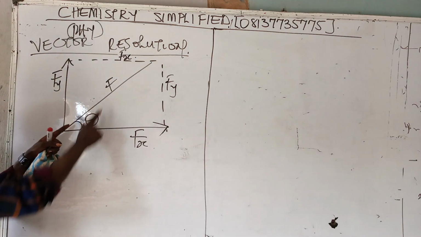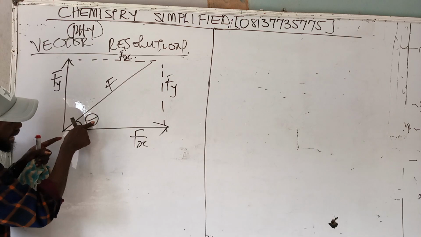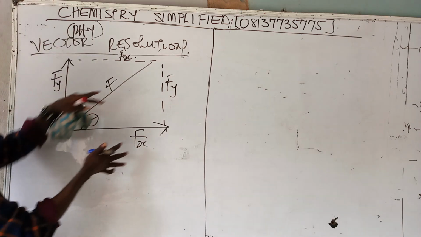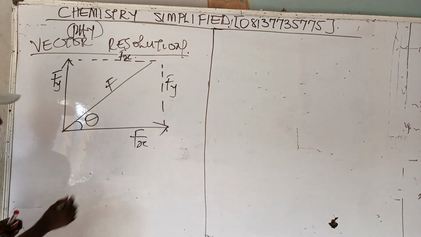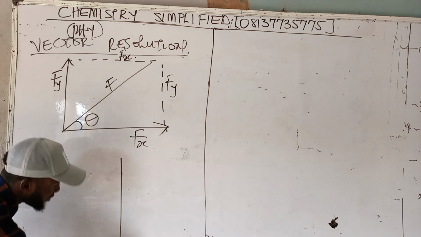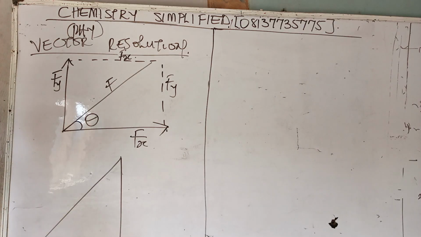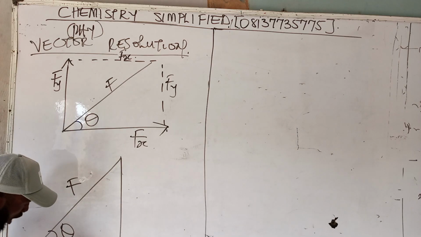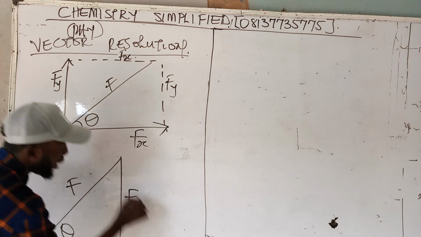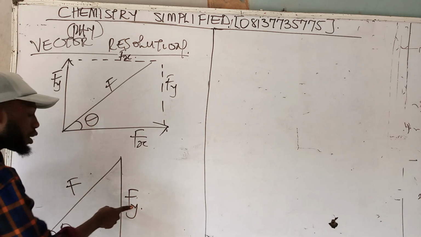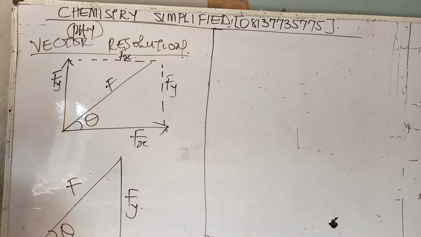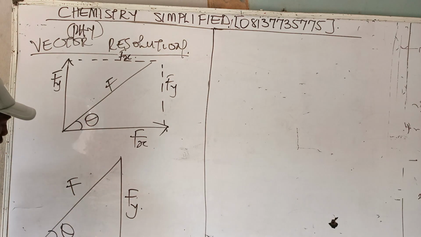Now, what do we need? We want to resolve this force, this theta, and this. We are now going to bring this triangle outside. How does this triangle look like? We have something like this. This is angle theta. This is the force, this is Fx, and this is Fy. So if we are resolving the force vertically, this represents our vertical component, and this represents our horizontal component.